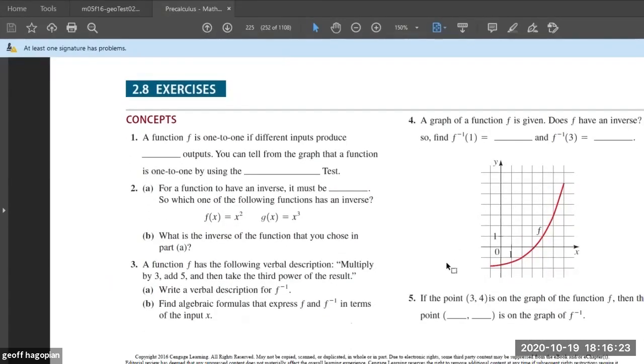The exercises start with some concept problems, fill in the blank. A function f is 1-to-1 if different inputs produce different outputs. You can tell from the graph that a function is 1-to-1 by using the horizontal line test. For a function to have an inverse, it must be 1-to-1. Which one of the functions has an inverse? Well, not the square, unless you restrict the domain, right? So it's the odd degree polynomials.